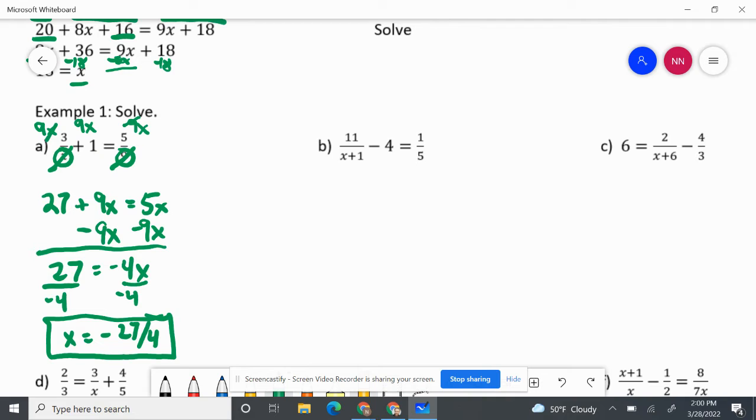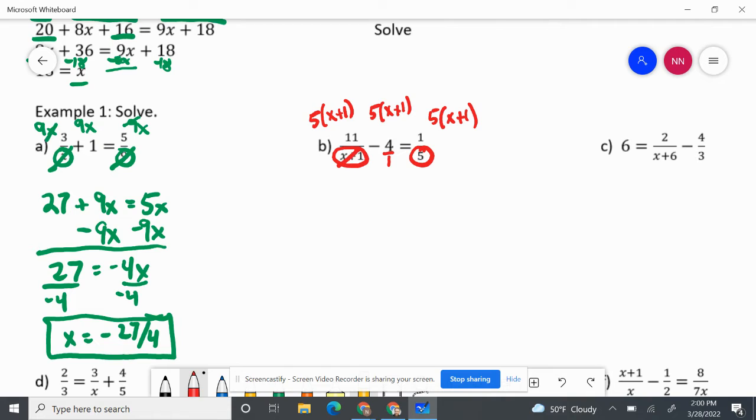Now, looking at the second example, we're once again looking for a common denominator. We have an x plus 1, we have a 5. Now, just to clarify, if you just see a number by itself, we know that the denominator is 1. So that means that our common denominator is 5 and x plus 1. 5 and x plus 1, and then 5 and x plus 1.